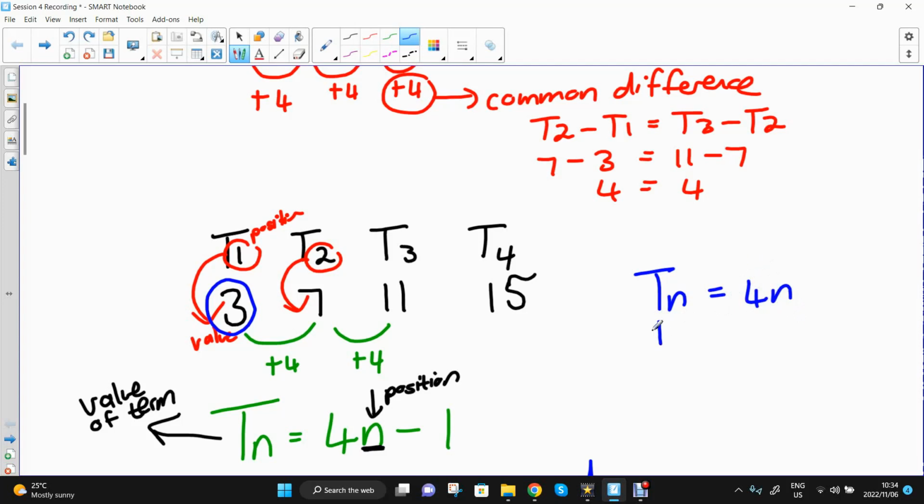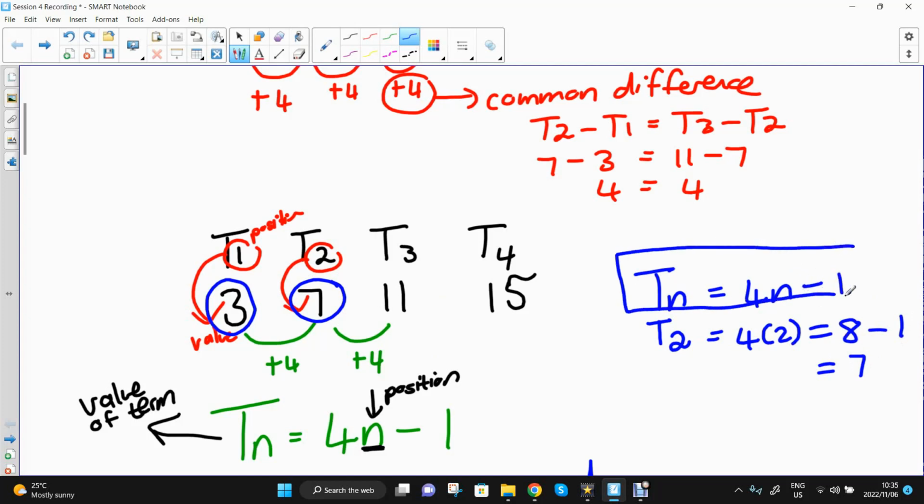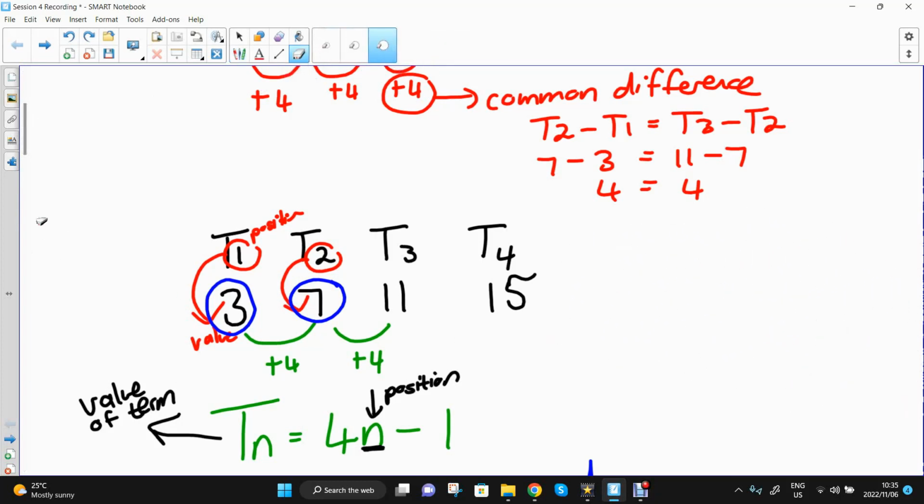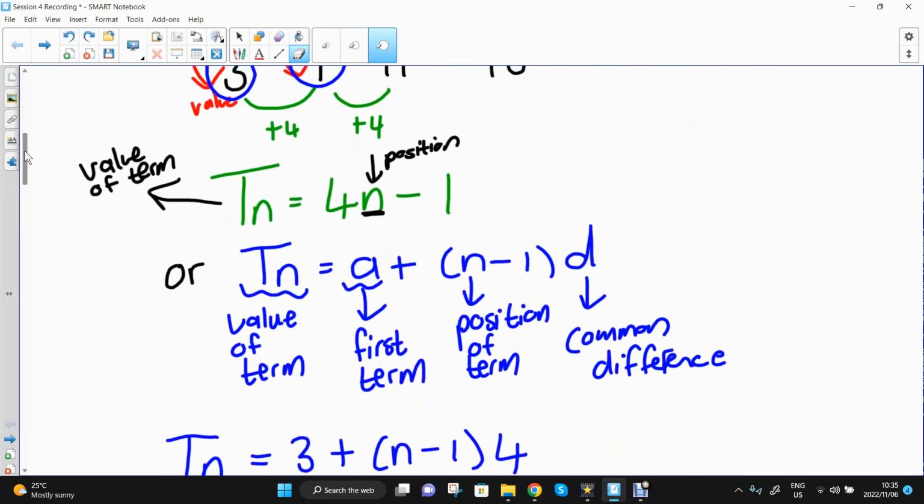Then let's test the second term. If I sub in 2 there, I will get 4 times 2. So my second term will be 8. This is what this is saying. Term 2 is 8. But is that true? No. Term 2 is not 8. We have to subtract 1 to get to 7. So that's why I need to subtract 1 from the formula so that the formula works. So that is a very quick way to get to the formula. But if you forget how that whole method works, then you can also study another formula for me, and that is the one mentioned here.